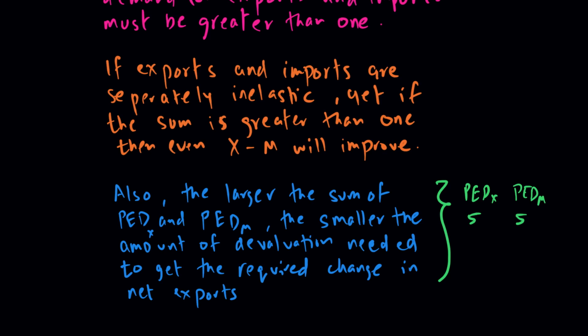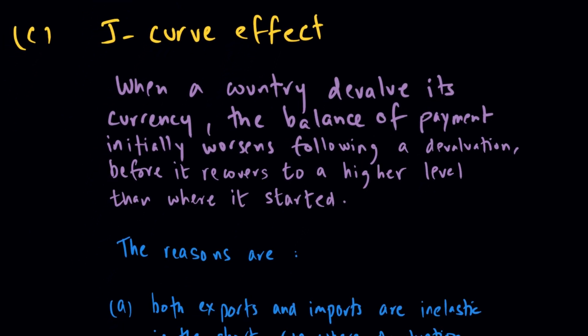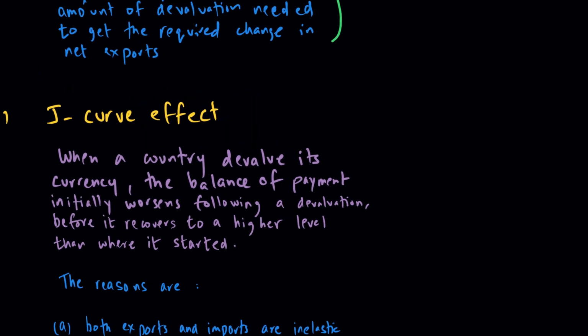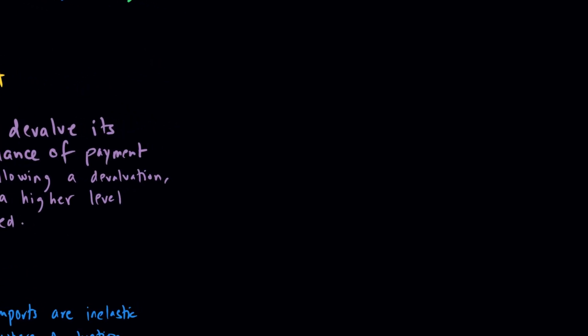Lastly, what we want to talk about is the J-curve effect. The J-curve effect simply says that if you want the devaluation to work, you need to remember that the balance of payments, or the current account of the balance of payments, will actually worsen before it starts to recover to a higher level. What do we mean by this? Well, we mean that the devaluation will work not in the short term but in the long run. So devaluation is only going to work in the long run.